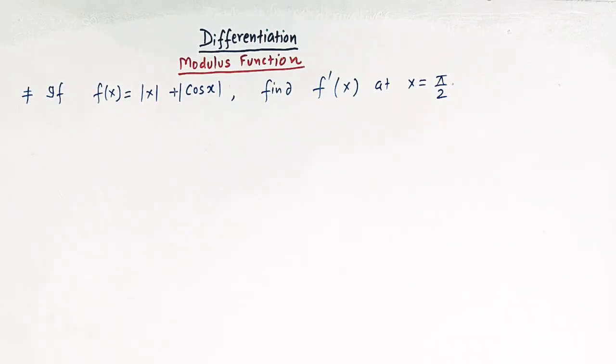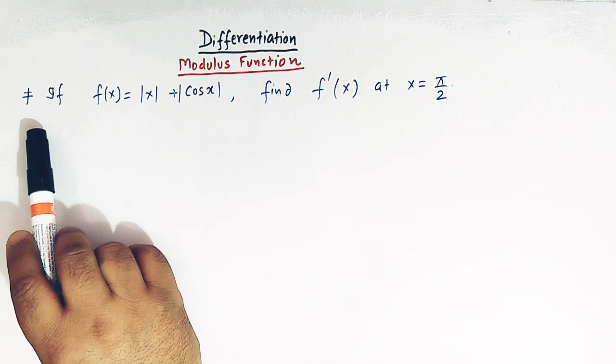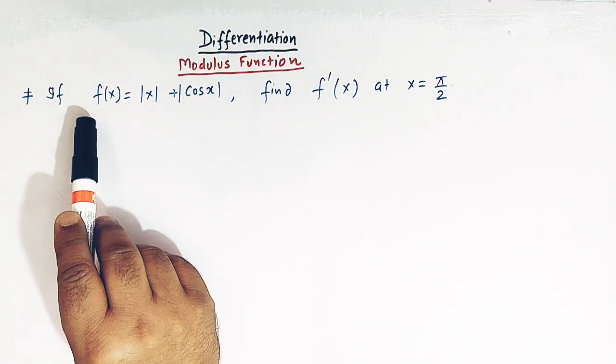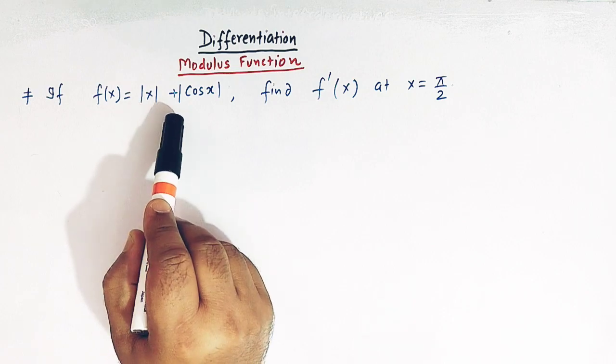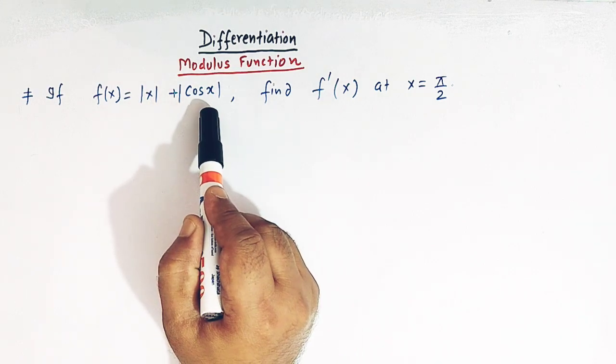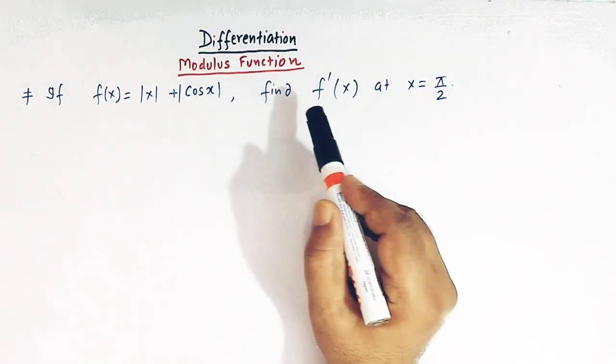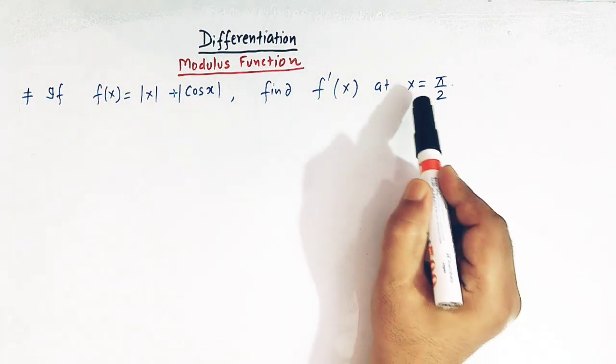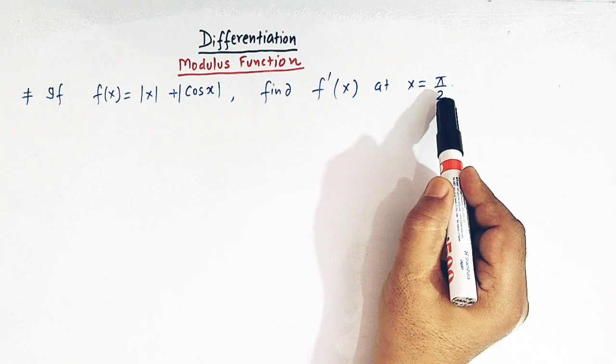Hello viewers, in today's class we are going to discuss one important problem from differentiation involving modulus function. Here we have a very important conceptual problem in which we are given a function f of x equal to mod of x plus mod of cosine x, and we have to find the derivative of f of x at x equal to pi by 2.